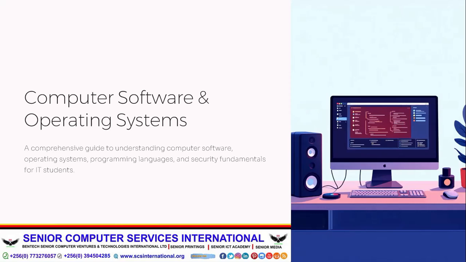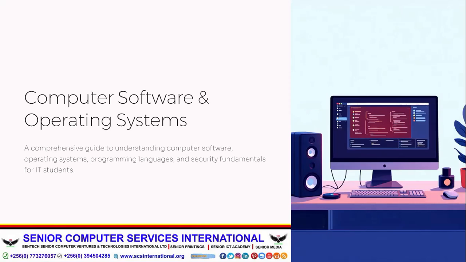Today we are going to talk about computer software. We are going to talk about this invisible force that makes the hardware useful. While hardware refers to the physical parts of the computer, software is a set of instructions that tell the hardware what to do. Without software, even the most powerful computer would just sit idle.